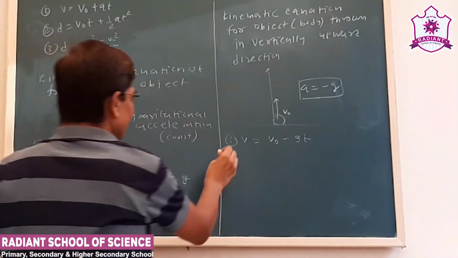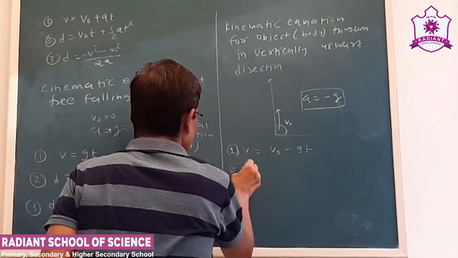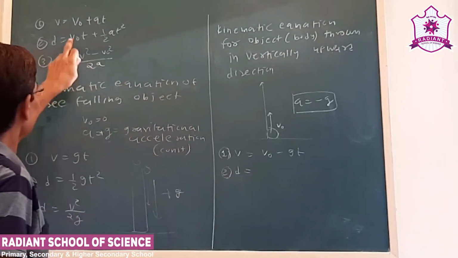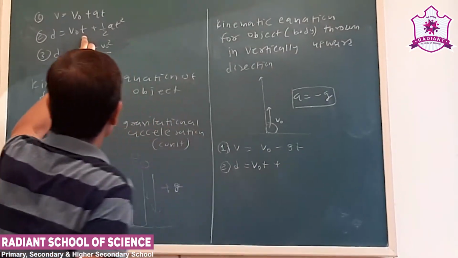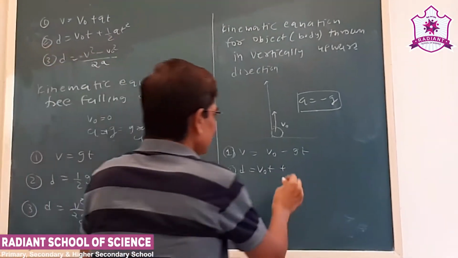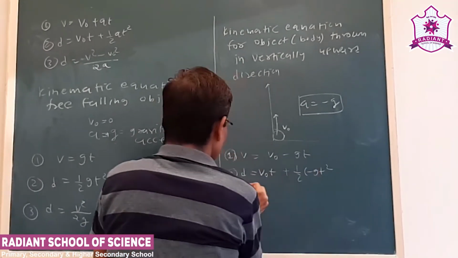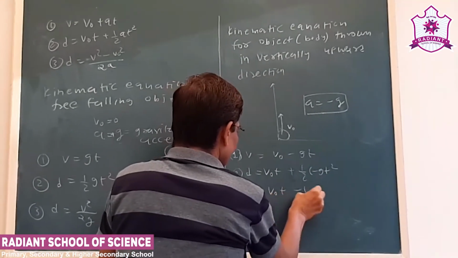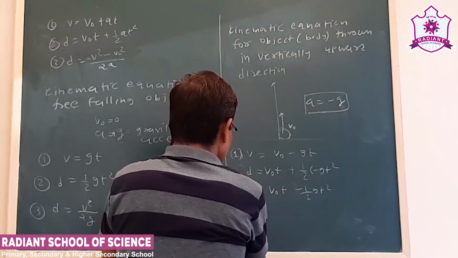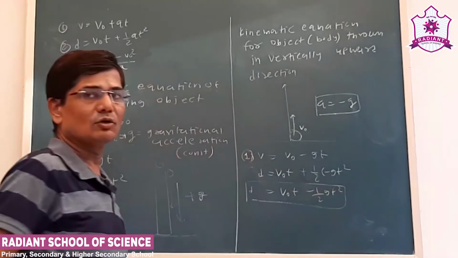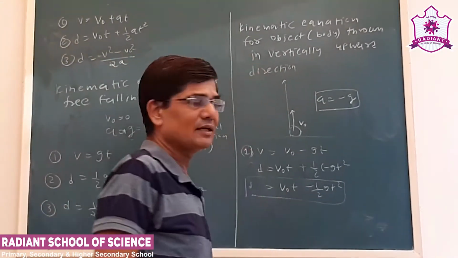Now the second equation. Distance or displacement is v0 t plus half a t square, and a we substitute by minus g. So one by two into minus g t square. That is our second equation. For a body thrown in a vertically upward direction, the equation becomes v0 t minus half g t square.